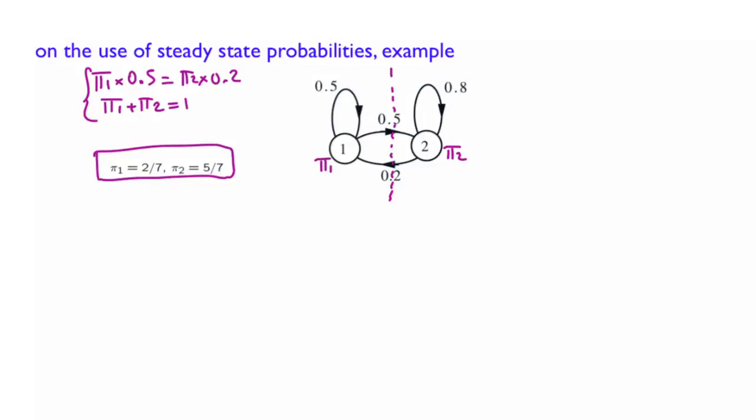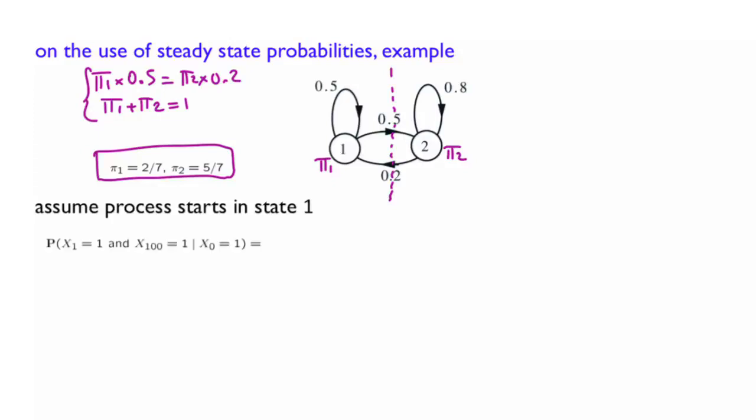Let us now try to calculate some related quantities. Suppose that you start at state 1 and you want to calculate this particular probability. So you start at state 1 and you want to know what is the probability that next time you will be in state 1, and 100 time steps later you are still in state 1. Now, the probability of two things happening is the probability of the first one happening, X1 equals 1 given X0 equals 1, and given that the first one happens, the probability that the second one happens, X100 is 1 given X1 equals 1, X0 equals 1.